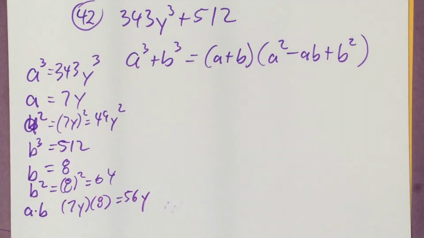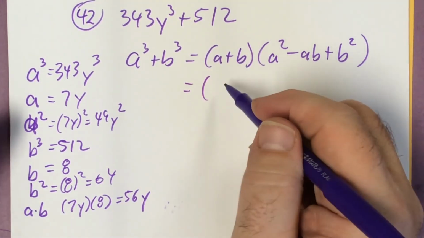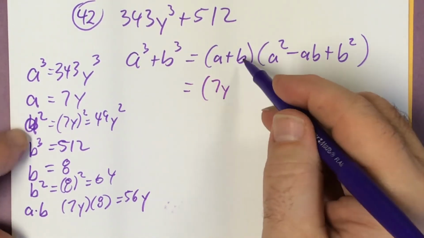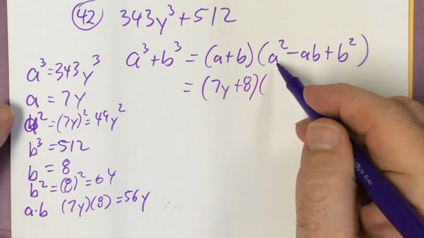So what's really nice about this, if you follow this formula, you're just going to take all the pieces that are over here. And what are the pieces here? What's a? 7y. What's b? 8. What's a squared?